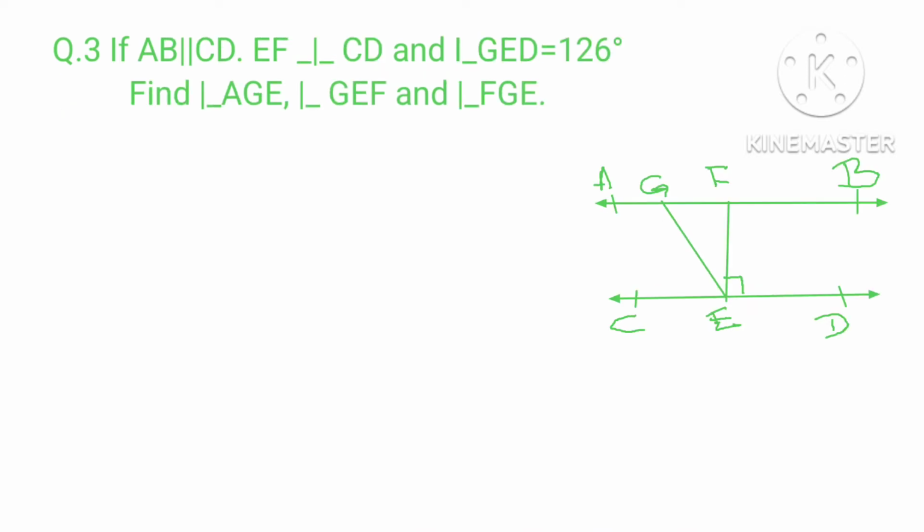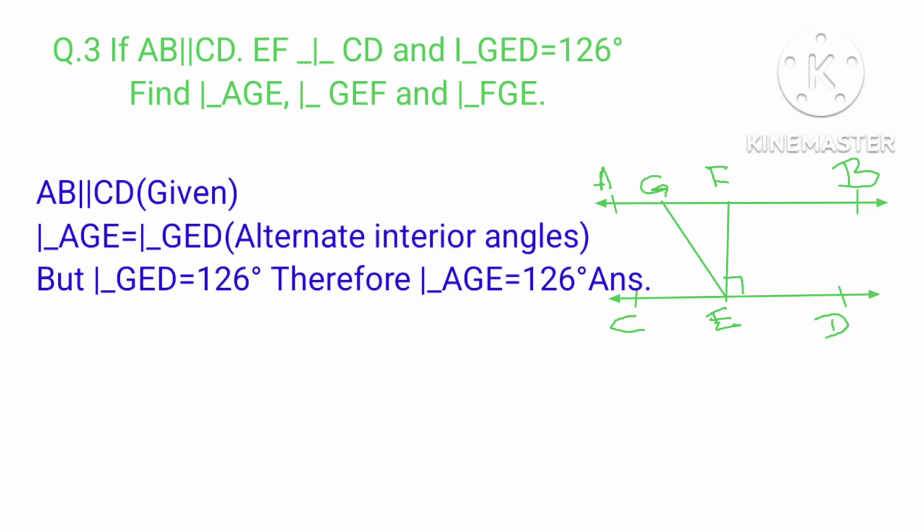Question number 3. If AB parallel CD, EF perpendicular CD and angle GED is equal to 126 degree, find angle AGE, angle GEF and angle FGE. AB parallel CD given, angle AGE is equal to angle GED, alternate interior angles, but GED is equal to 126 degree given. So angle AGE is equal to 126 degree.